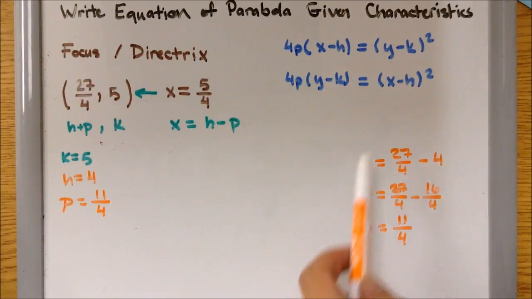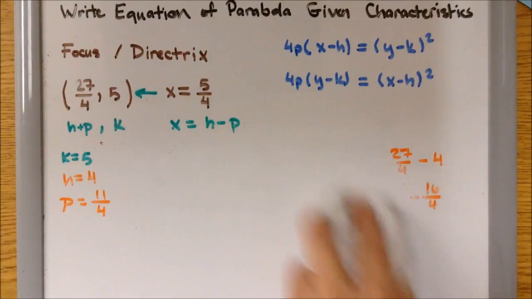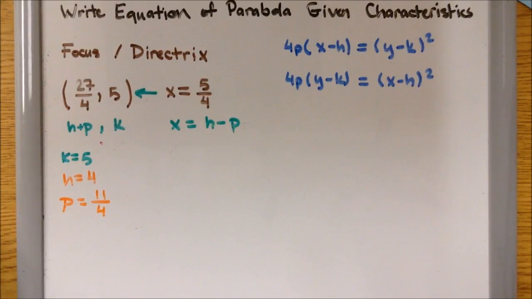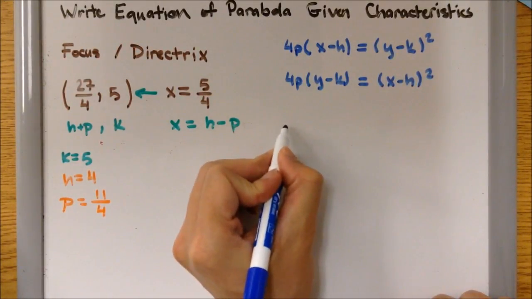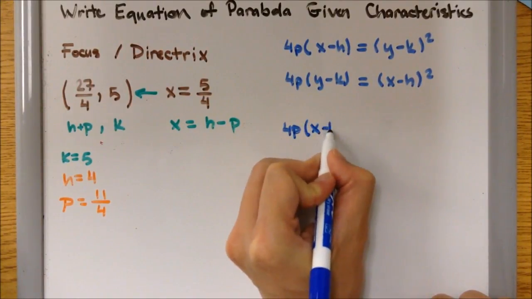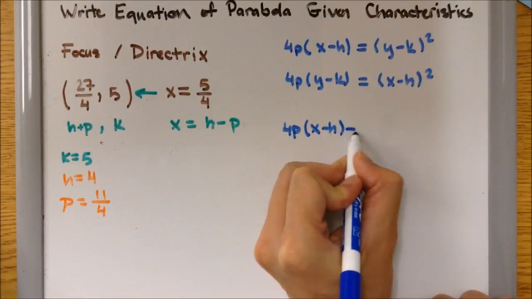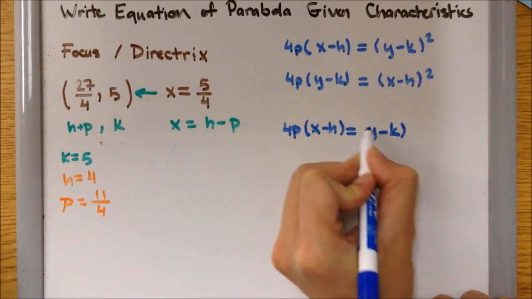Alright, now again, we're going to use the same equation that we determined earlier, which was the one where the square was on the y. So I'm going to write right here 4p times x minus h equal to the square of y minus k.